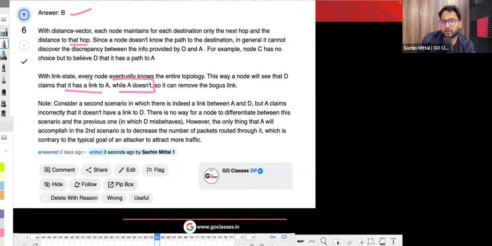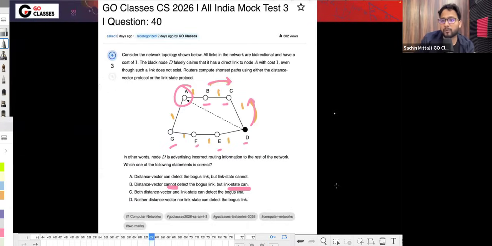Okay, this is important. See, D is claiming that it has a link to A, but since A is not claiming the same thing, D will get to know that there is some problem. Either D is lying or A is lying, so they can detect this bogus link. But in distance vector, we are just receiving the distances from the neighbors, so we will not be able to detect it.